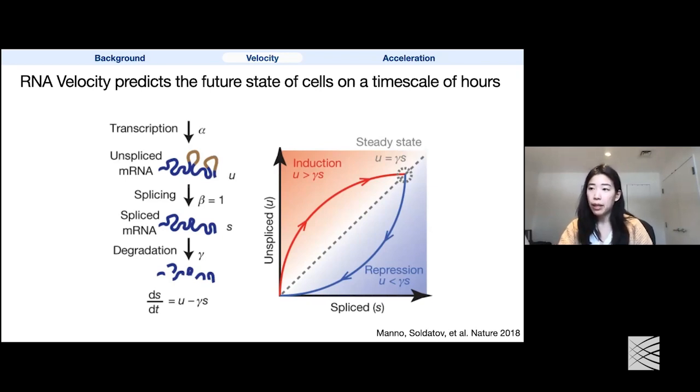So stepping back a bit, you can think of RNA dynamics more broadly as if a cell is trying to increase its future production of a certain gene, you should see an increase in unspliced mRNA and vice versa. And at equilibrium, there's a certain amount of unspliced mRNA that you would expect given how much spliced mRNA that you have. And in a dynamic state, the amount of unspliced mRNA U will be more or less than what you would expect given your slope gamma. So here you can see these two different phases, induction, where the unspliced is greater than what you would expect, and repression, where the unspliced is less than what you would expect.